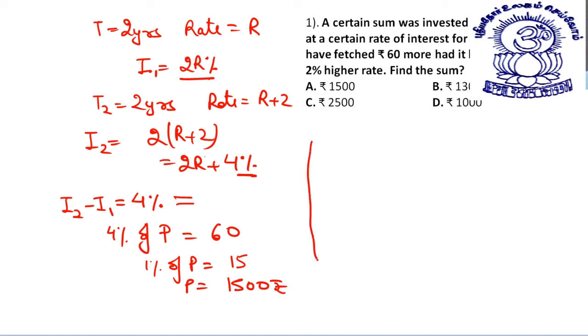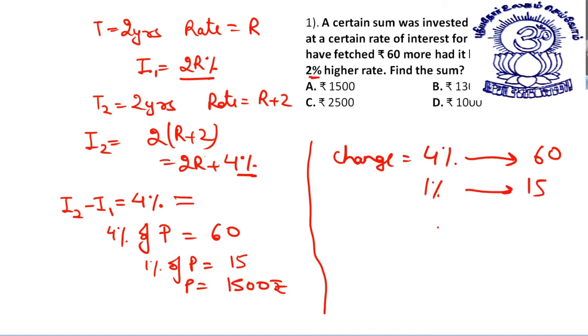Students, this was a lengthy method of doing it. Next time on, what I'll say is 2 years, 2%. So change is how much? The change is 4%, and this 4% is given to us as 60. So 1% of P will be how much? 15. So 100% will be how much? 1500 directly. We will be solving questions by this method. I hope it is clear to you. Let's move to the next one.